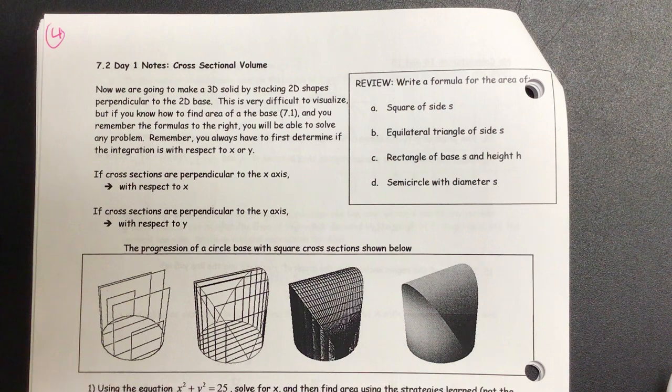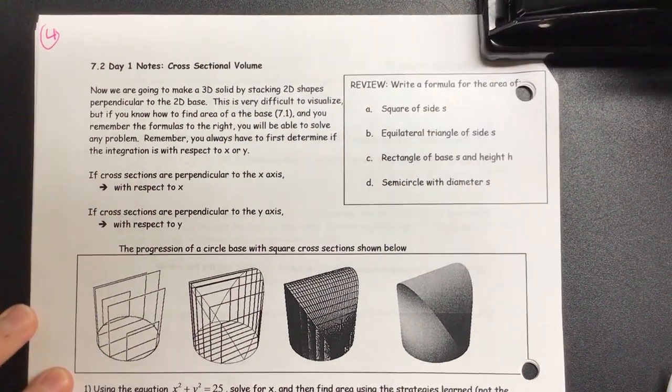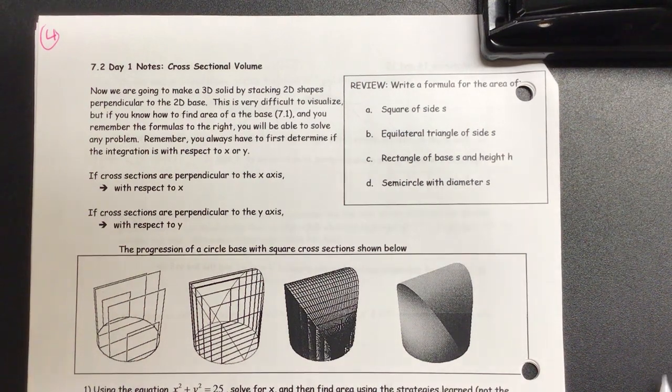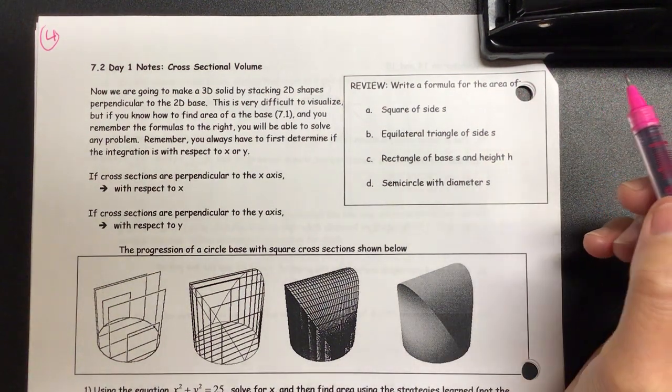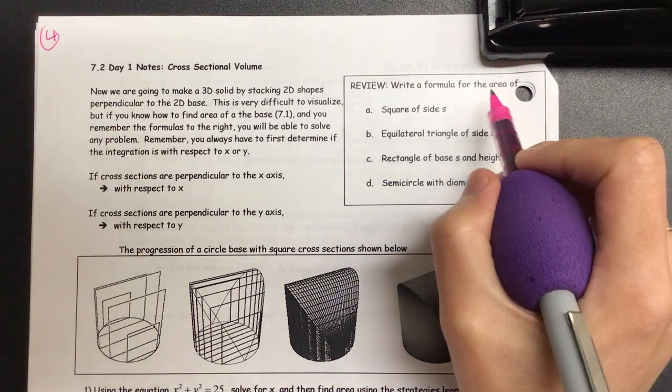Now we're going to make a 3D solid by stacking 3D shapes perpendicular to the 3D base. This is very difficult to visualize, but if you know how to find the area of the base and you remember the formula to the right, you will be able to solve any problem. Remember, you always have to first determine if the integration is with respect to x or y. So let's do a bunch of recall from geometry.